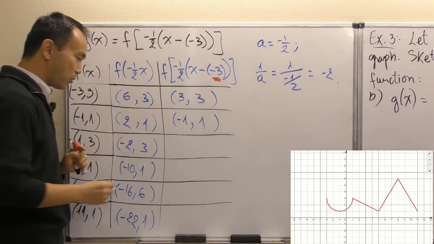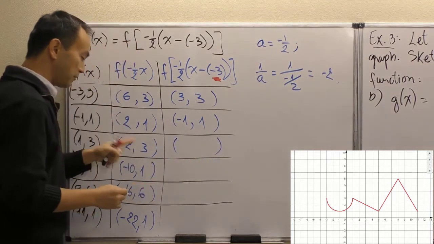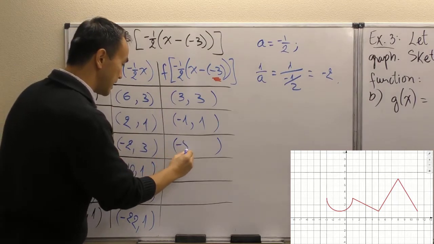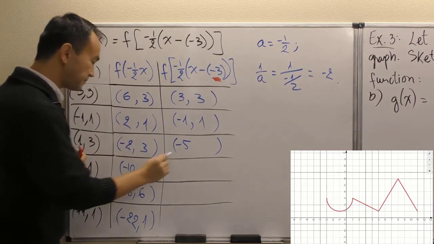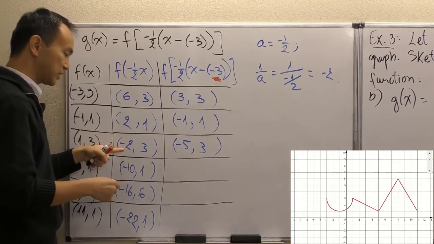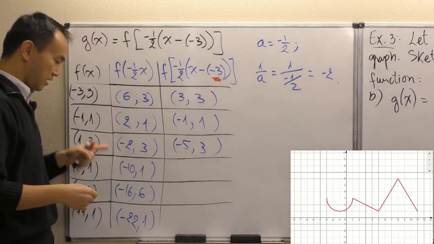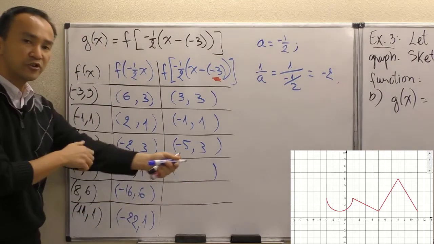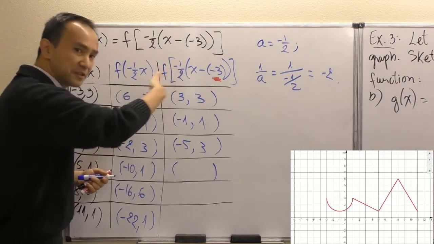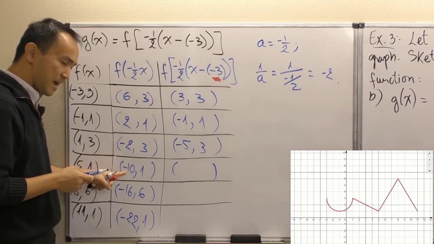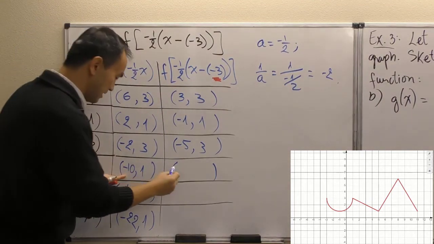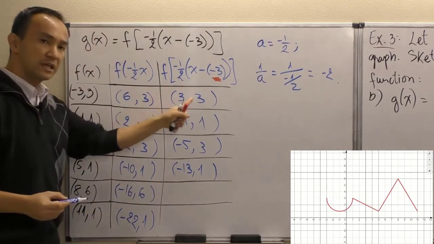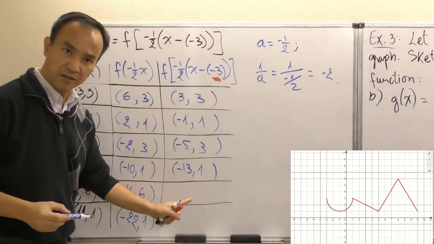Then the next point here, -2 comma 3, I add -3 to that, which gives me -5 comma 3. That's what this point transformed into. Then this next point at -10 comma 1 before the shifting, I add -3 to this x value, giving me -13 comma 1. Nothing is done with any of the y values at all.